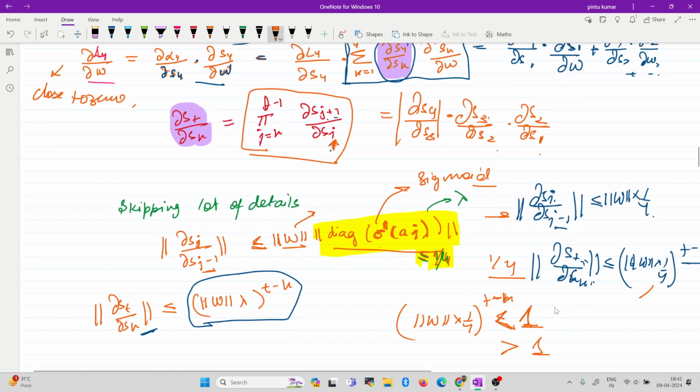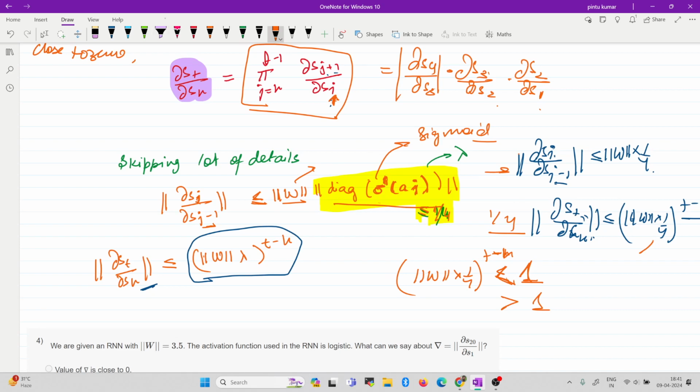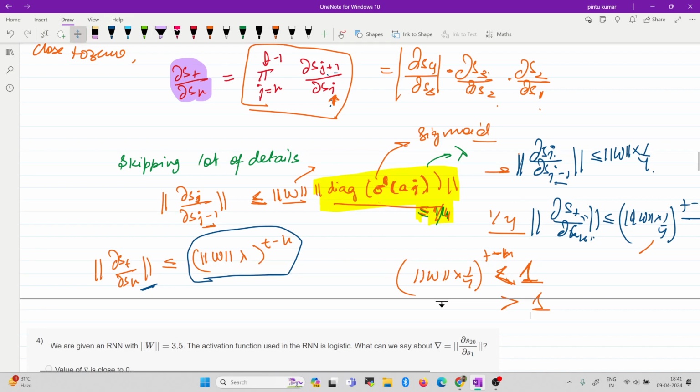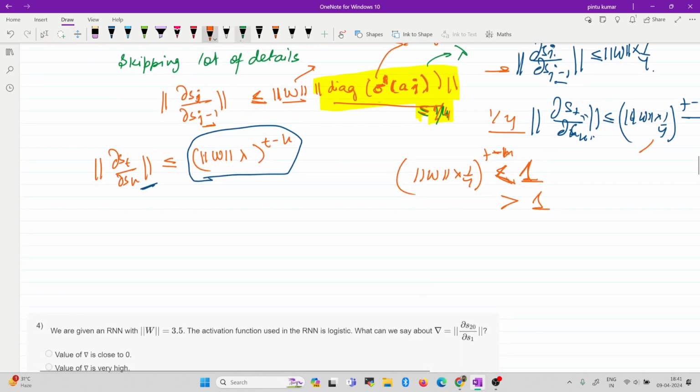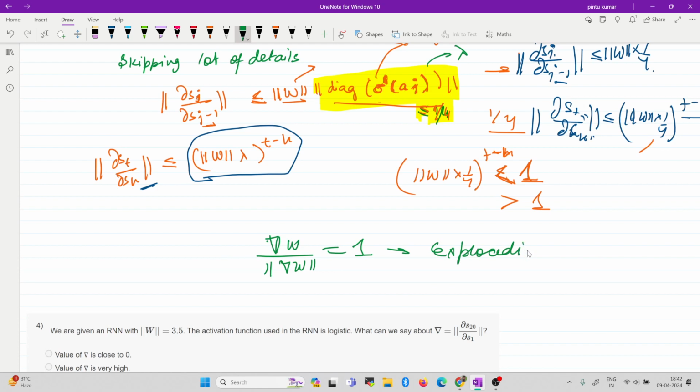There have been a few suggestions to counter the exploding gradient problem. One suggestion is that whatever gradient you obtain, let's say you wanted your gradient to be in a particular range, and your gradient has become quite large, then you divide your gradient by its norm. Then the norm of the gradient is 1. Then you can in some way tackle your exploding gradient problem. But there is no similar solution for the vanishing gradient problem.